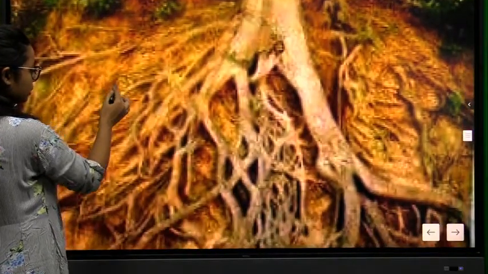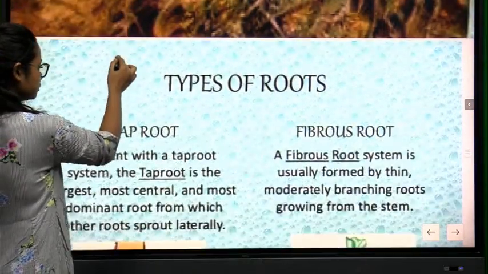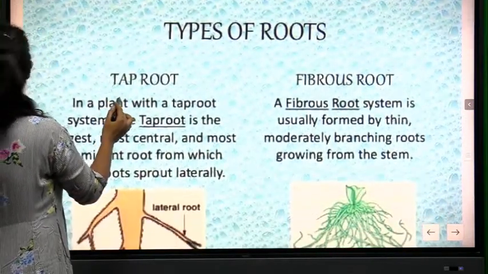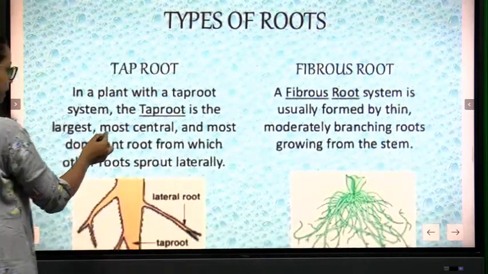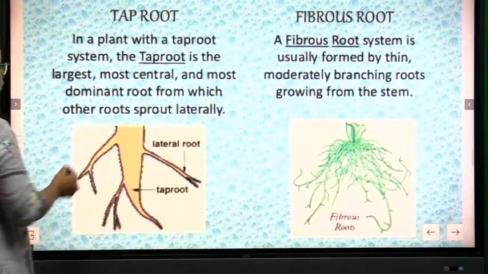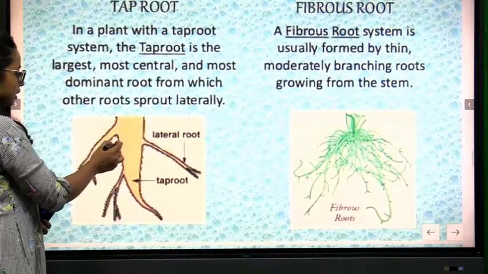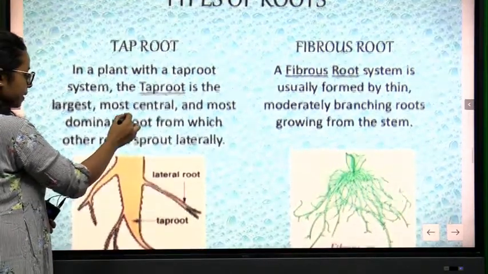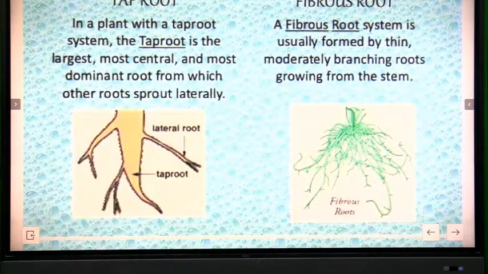Now we'll talk about roots. Types of root. There are two types of roots, taproot and fibrous root. Now taproot, I have told you what a taproot is. In a plant with a taproot system, the taproot is the largest, most central and the most dominant root from which other roots sprout laterally. Because, as I told you, their upper part is thicker than their lower part.